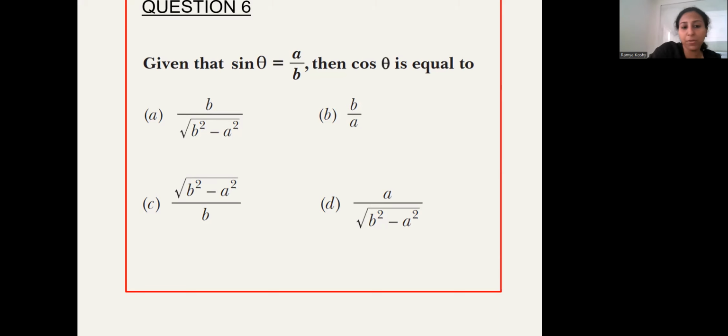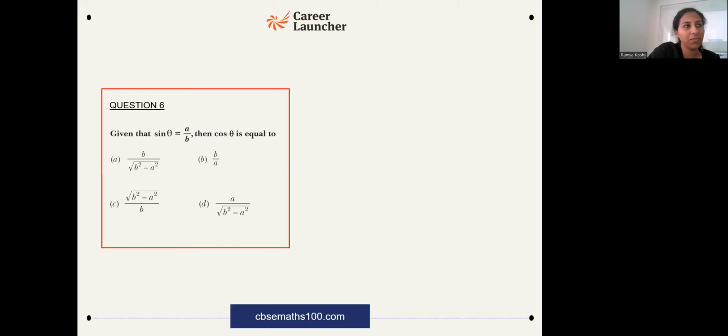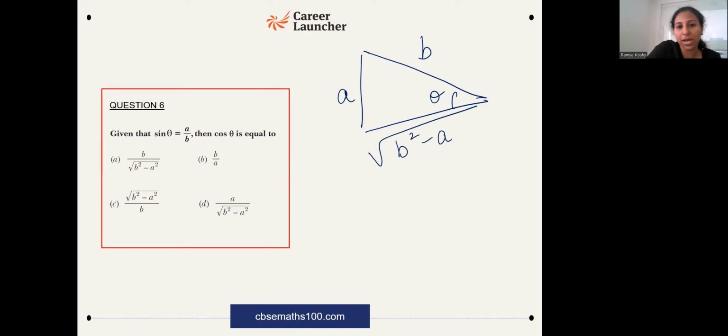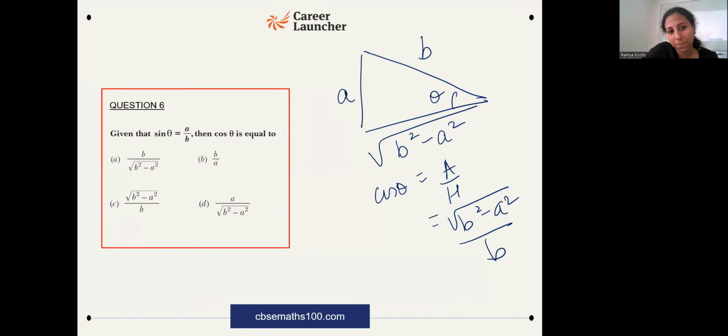Some of you might be able to reason this out in your mind only, without having to draw the figures. Good, if you're able to do that. Otherwise, you draw the figure. You have theta over here. Opposite is A, hypotenuse is B. So adjacent will be root of B square minus A square, which means that cos theta would be adjacent by hypotenuse. That is root of B square minus A square divided by B.